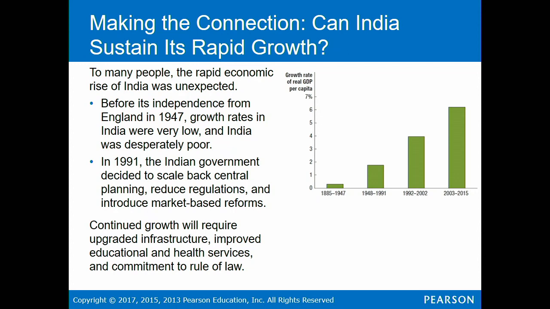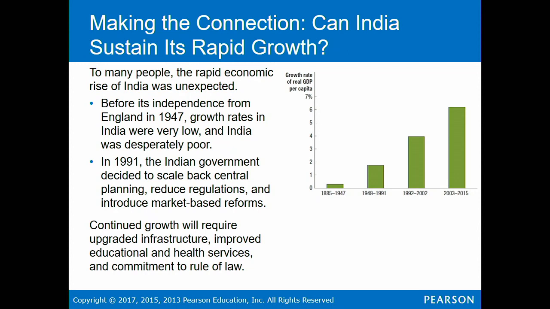So turning to a real-world example, they asked the question, can India sustain its rapid growth? For a lot of people, the incredible improvements in India were unexpected. It was a British colony for quite a bit of time. From 1885 to 1947, before its independence, there were incredibly low growth rates in India. Very little improvement in the standard of living in the country.